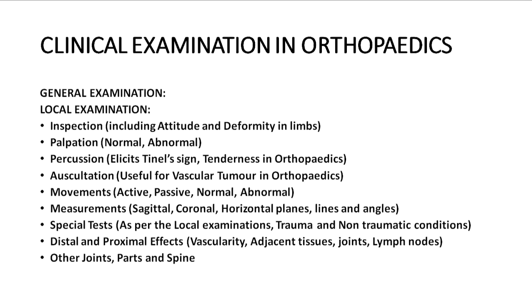Again, you have to look for distal and proximal effects on the vascularity, adjacent tissues and joints, and lastly the lymph nodes and other joints, and also examine the parts and the spine. So any associated anomalies should also not be missed.